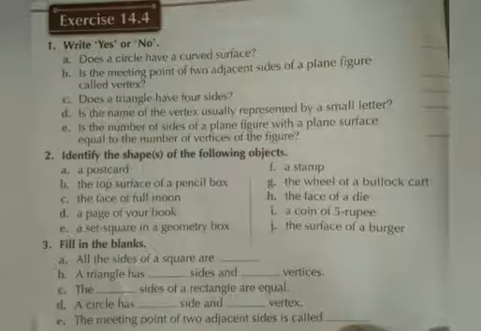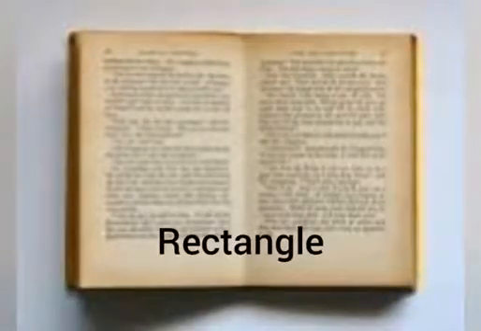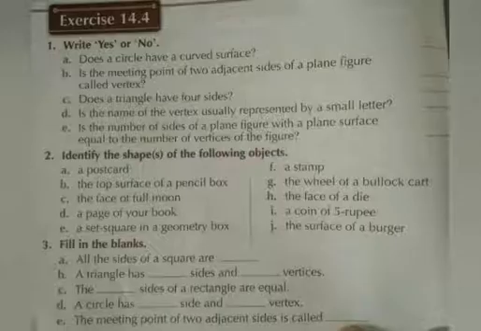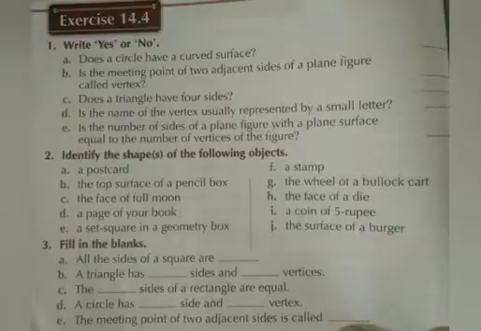The next object is the face of the full moon. Here in the picture we can see the face of the full moon is circular in shape. So we will write here circle. D: a page of your book. If we look at our book, the page is rectangular in shape. So we will write here again rectangle. E: a set square in a geometry box. We have all seen a set square. Yes, it is triangular in shape. So we will write here triangle.